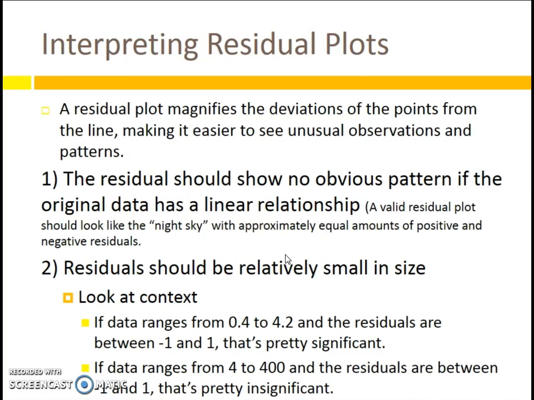So two ways to kind of look at it, right? The residual should show no obvious pattern in the original data if there's a linear relationship, right? A valid residual plot should kind of look like the night sky, approximately equal amounts of positive and negative. Residuals should also be relatively small in size, but again, look at the context there to see what makes the most sense. So I'm going to show you some bad residual plots so you know what I'm talking about.